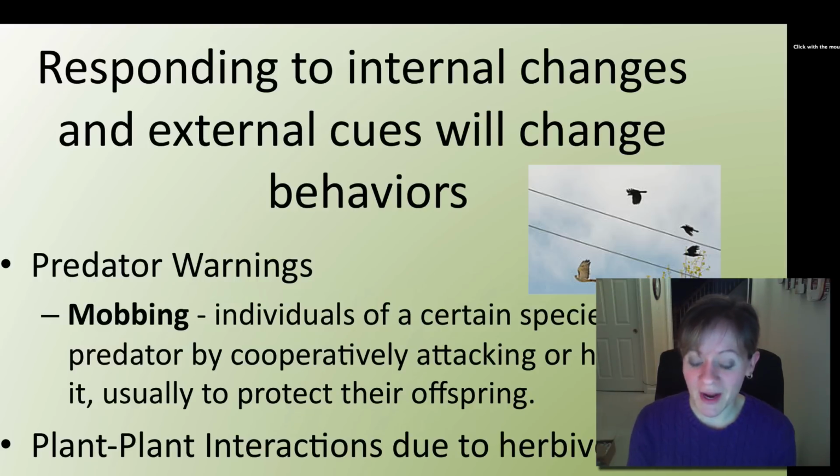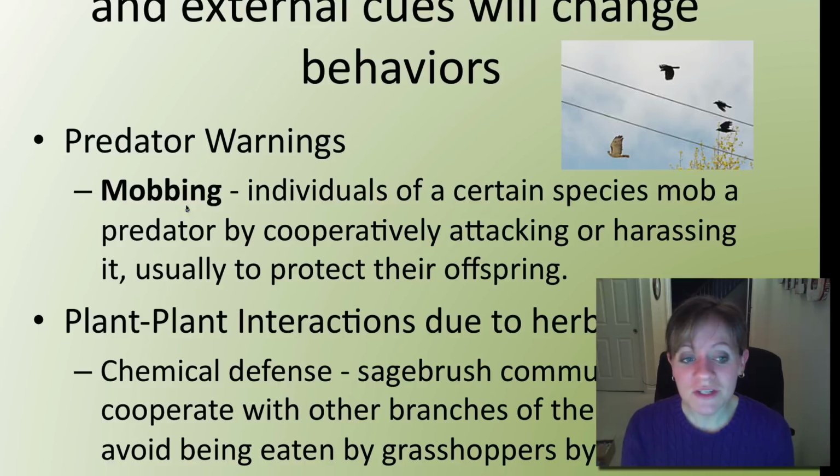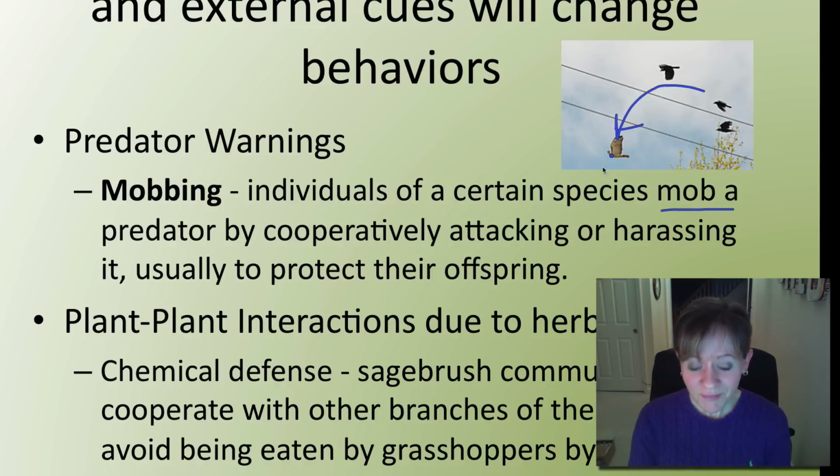And here's an example that I like. It's called mobbing. This is an example of a predator warning. Individuals of some species are going to actually mob a predator. Here's an example of, I think these are crows mobbing a hawk. They're going to cooperatively attack or harass that predator, that hawk, to protect their offspring. So they're cooperating with one another. They're sending signals somehow to one another to help attack this predator.